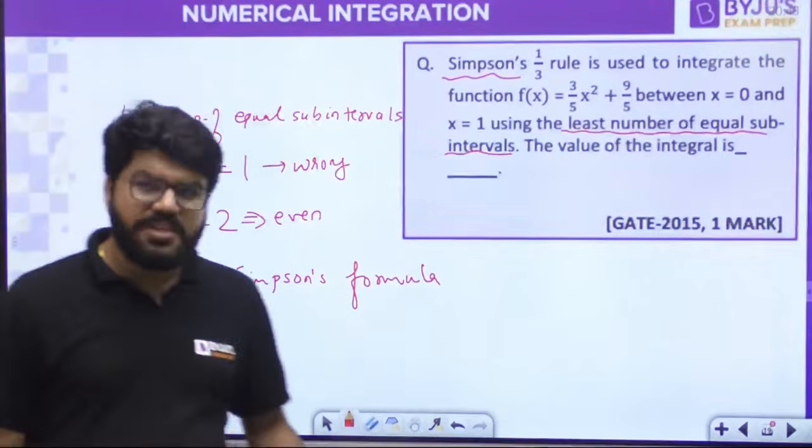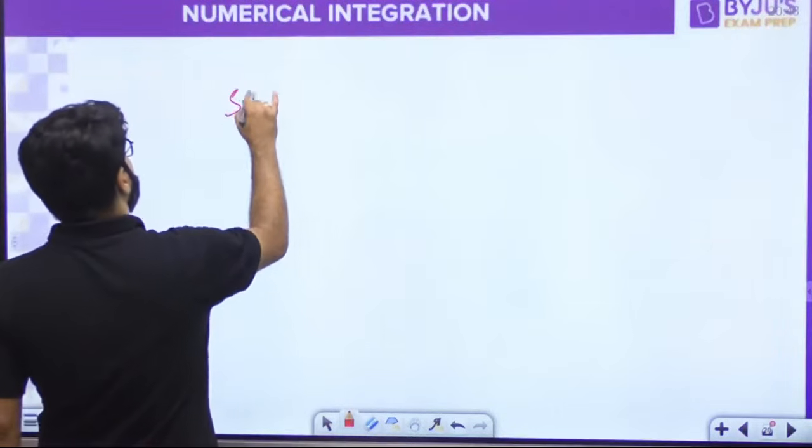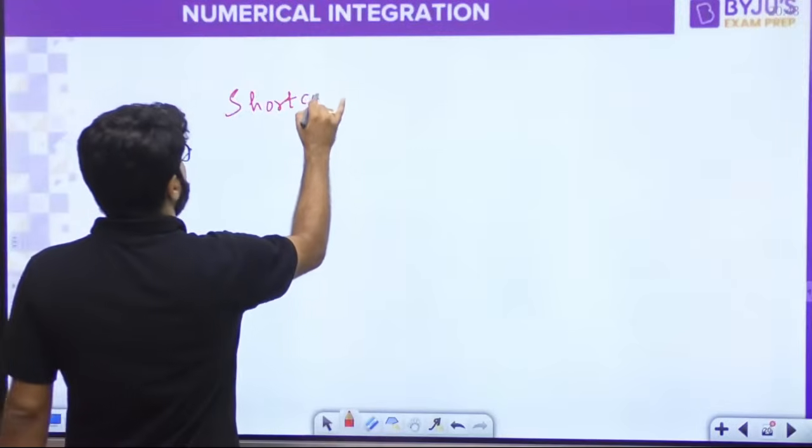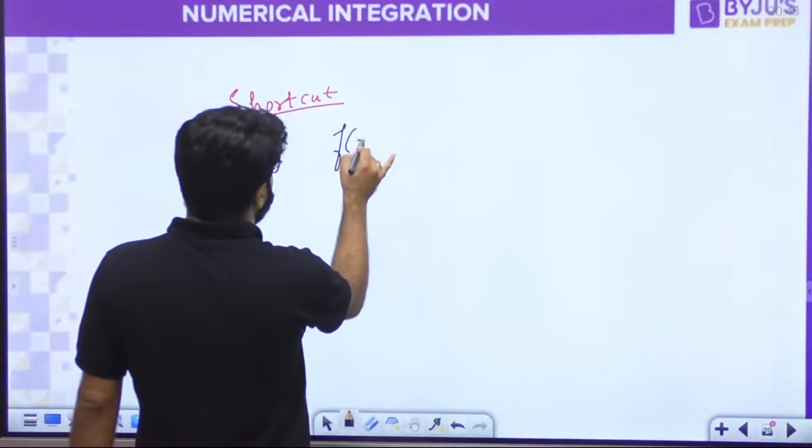Okay. What is the alternate? What is the shortcut for this? Okay, one more question है. एक simple सा shortcut बोलूंगा. Look into the shortcut for the question. What is the shortcut for the question, sir?